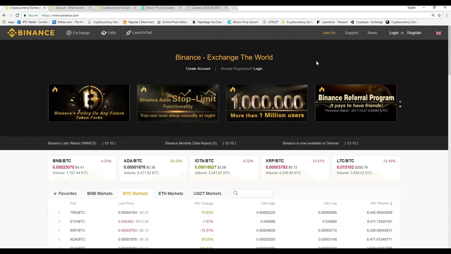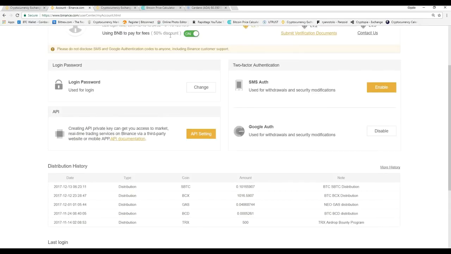So once you're logged in, this is the page you're going to see. You're going to have some information up here, and down here you're going to have some security features. Now I highly suggest using some of these security features to prevent people from hacking into your account and stealing your hard-earned cryptocurrencies. So right over here, this is where you could change your password.